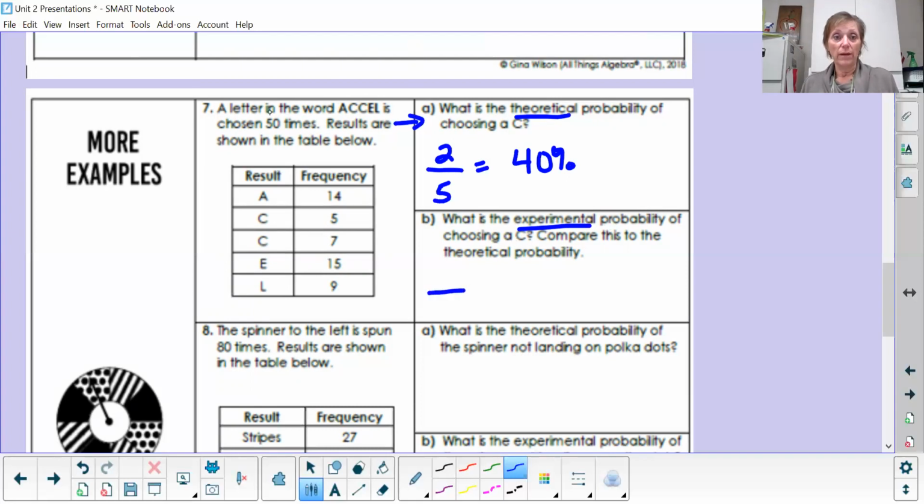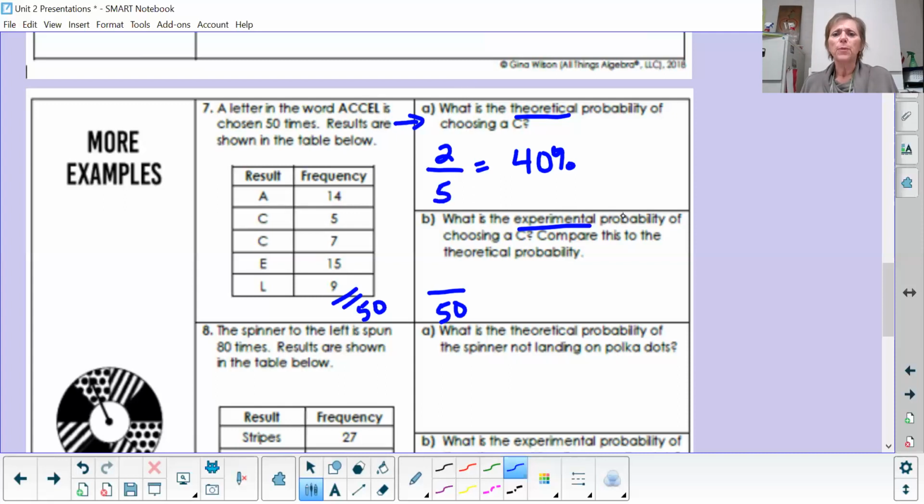Now what is the experimental probability of choosing that C? So again, it should be 50. They chose 50 times out of that bag. In other words, they put them all in, chose one out, put it back in, shook it up, and chose again. They put that one in, shook it up, chose another letter. So there were always 5 letters in there when they were choosing.